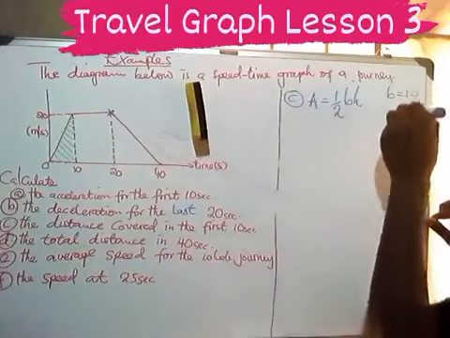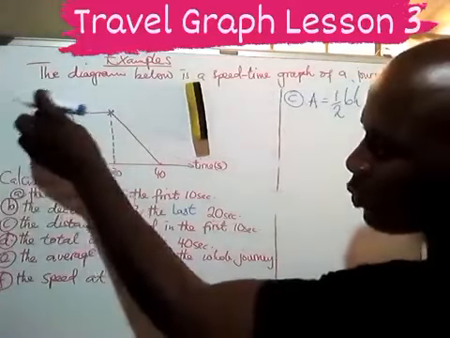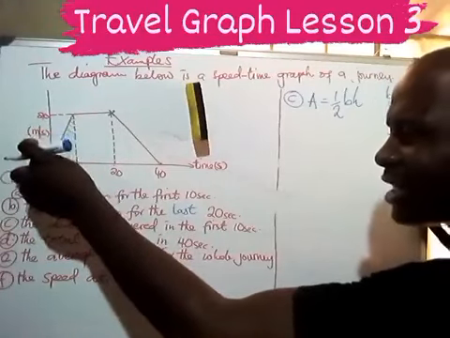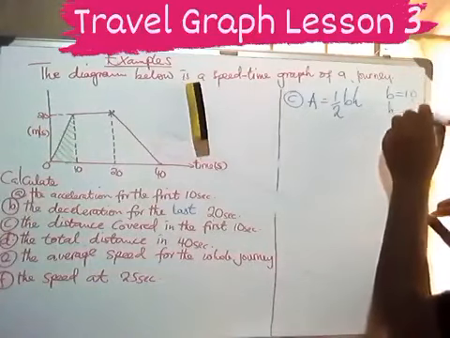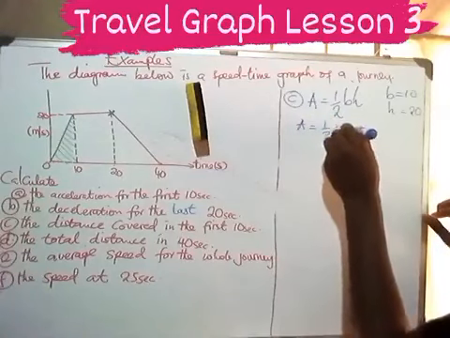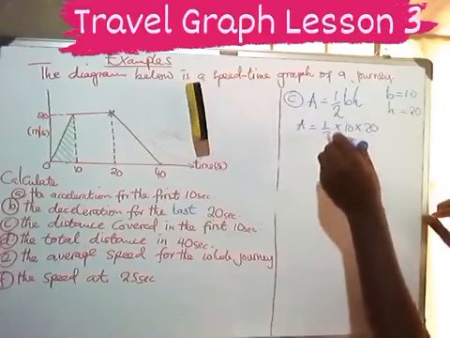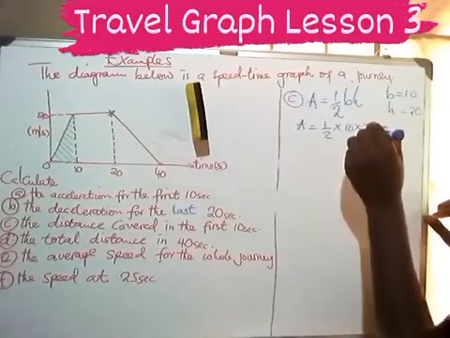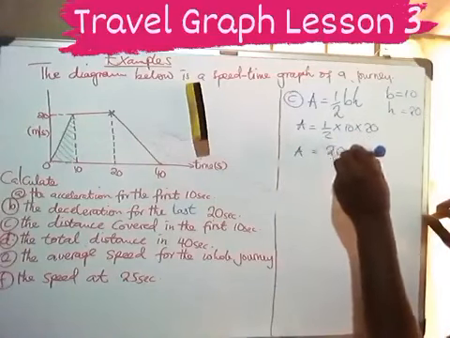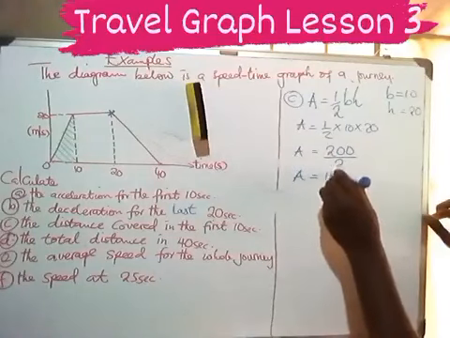up to 10, which is 10. Our H is the height from 0 up to here, where this line ends. So it is 20. So our area is equal to 1 over 2 multiplied by 10 multiplied by 20. So 1 multiplied by 10 multiplied by 20, we have the answer 200. So 200 over 2, and our final answer will be 100.